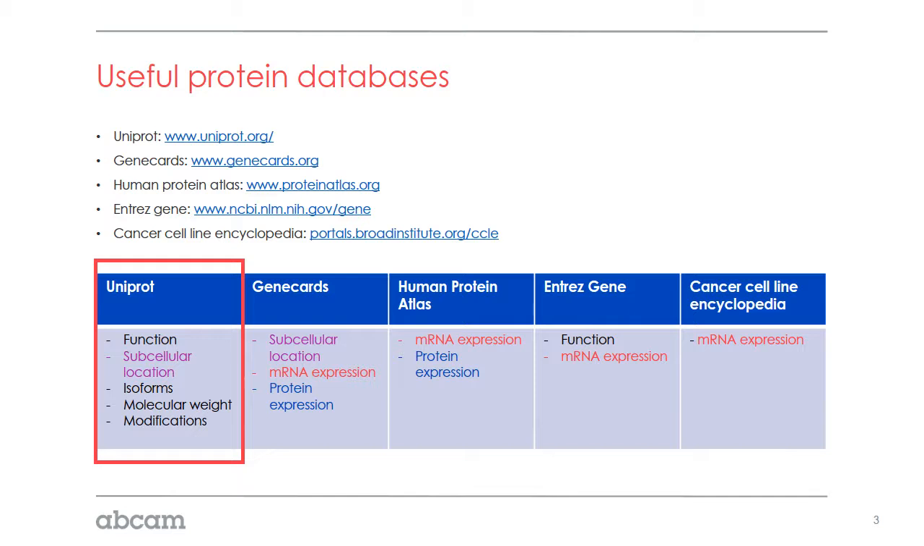As a first port of call, when researching a protein, UniProt can prove very useful as it has a lot of information regarding the protein function, subcellular location, and the different isoforms, expected molecular weights, and any modifications which may be useful to know, especially when analysing using Western blot.